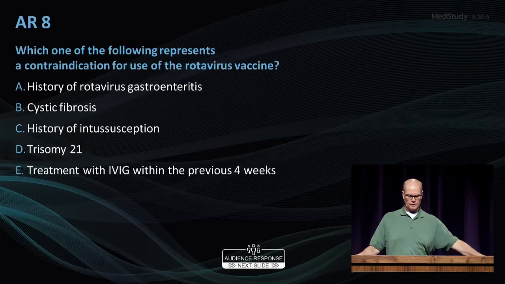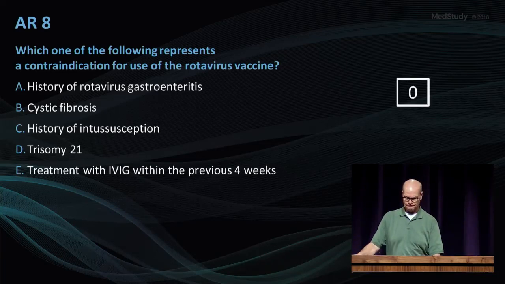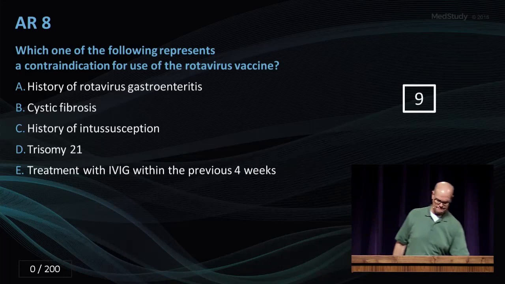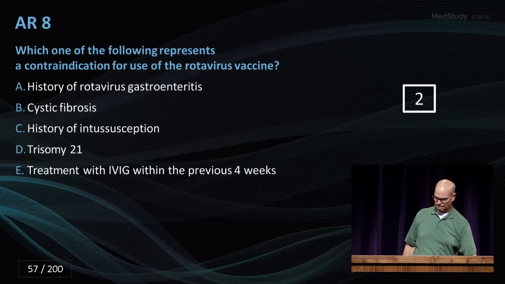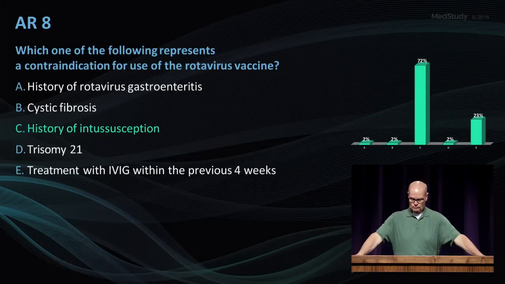So which one of the following represents a contraindication for the use of rotavirus vaccine? A history of rotavirus gastroenteritis, CF, a history of intussusception, trisomy 21, or treatment with IVIG within the previous 4 weeks. History of intussusception, correct.